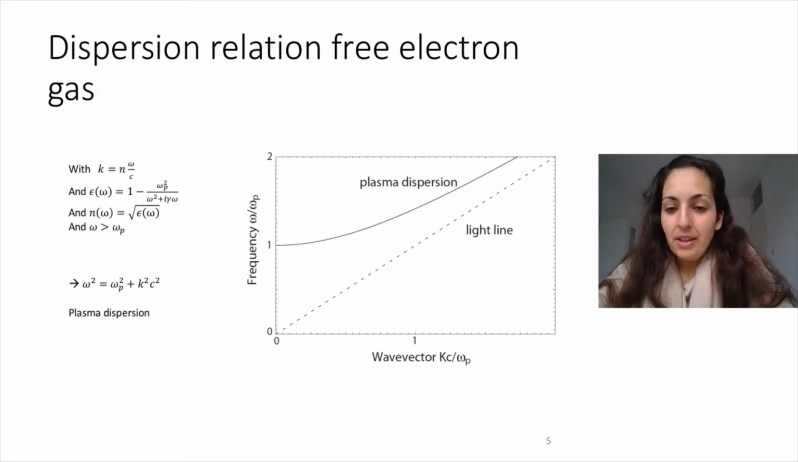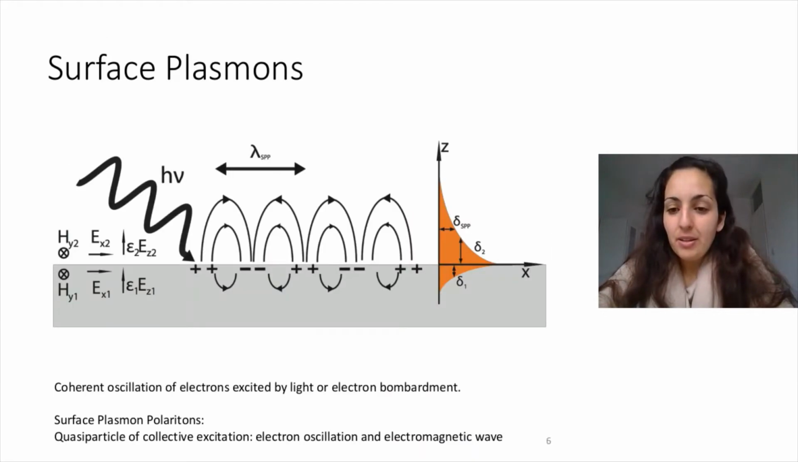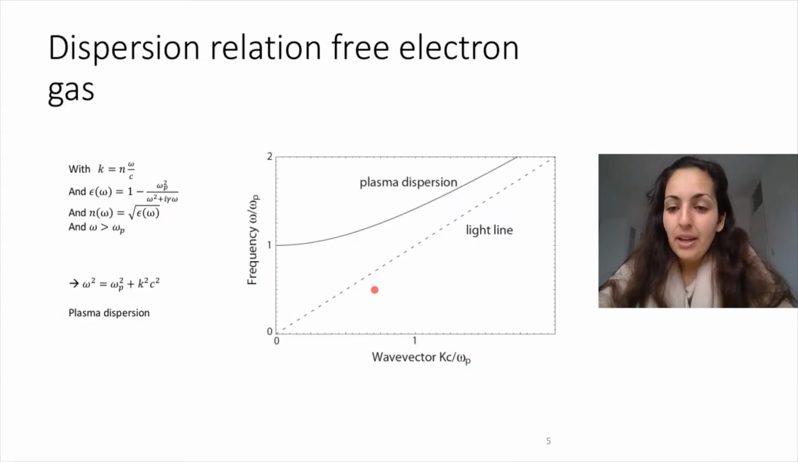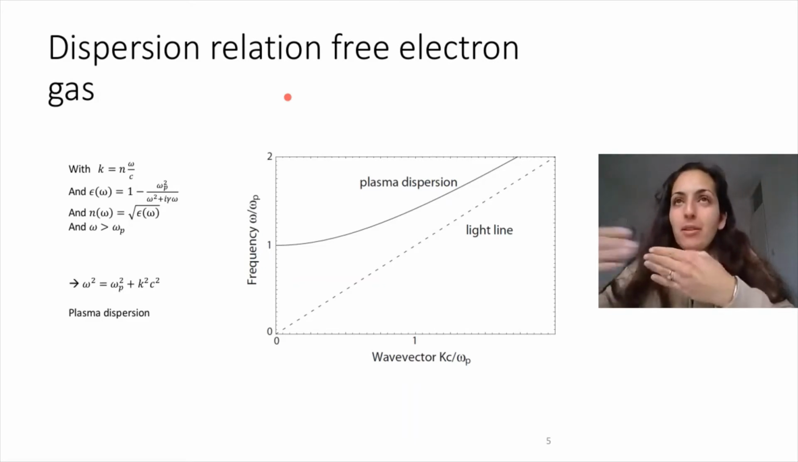Okay, and I already mentioned, this gives us then the dispersion relation. And now this dispersion relation is not the full picture of what we can get if we are dealing with metals. So far we have only thought about how light can propagate through a metal, so through the bulk of a metal.